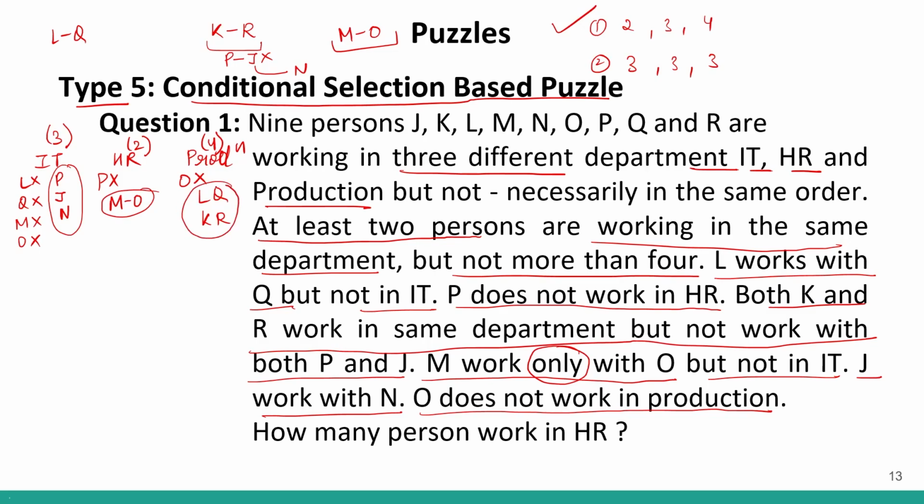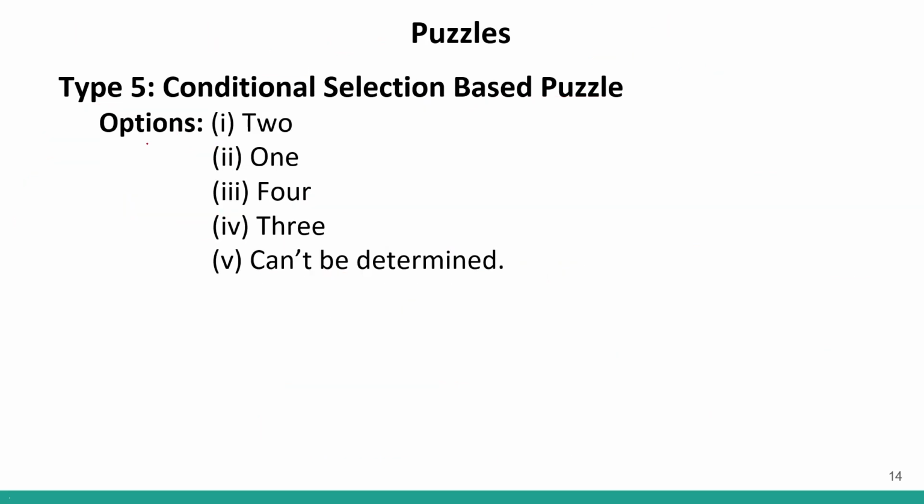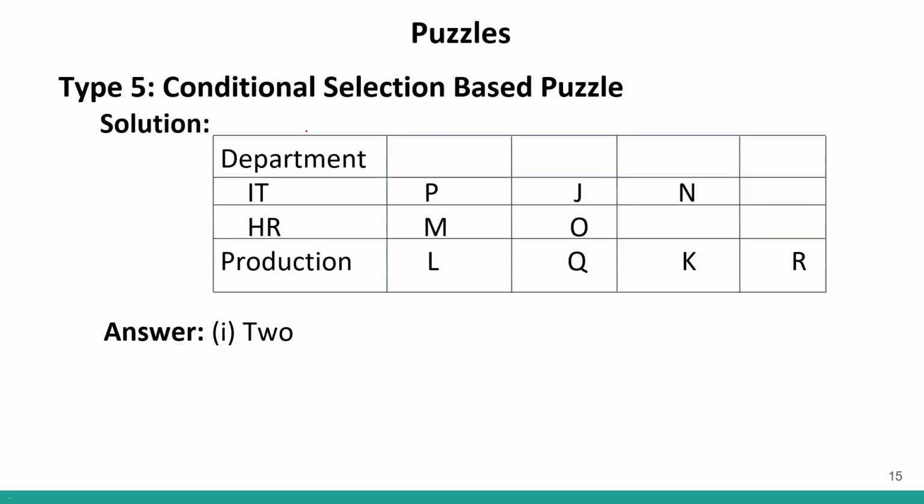Now let us look at the questions that are based on it. The first question is, how many persons work in HR? In HR, we know that two people work. So if I look at the options, option number 1 says 2. So this will be the correct answer. Option number 1. Two people work in HR.